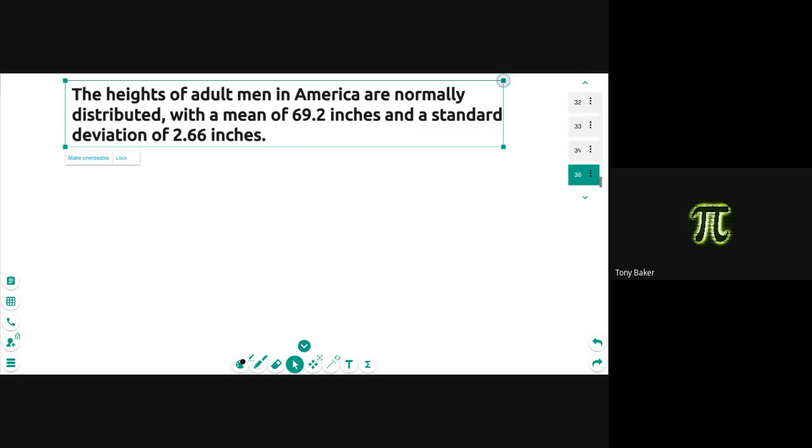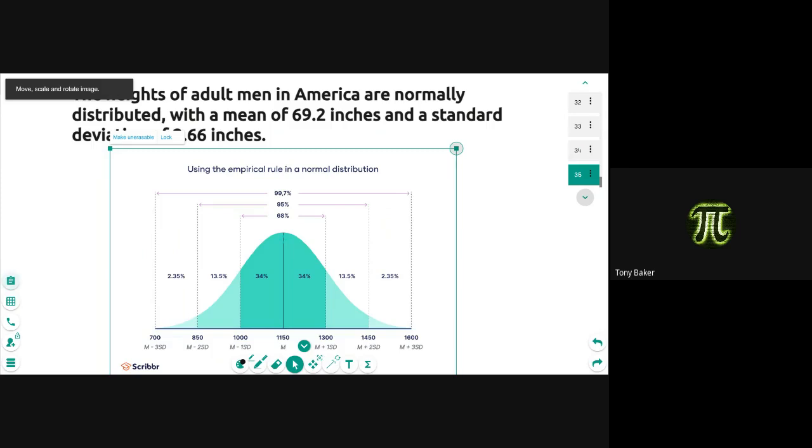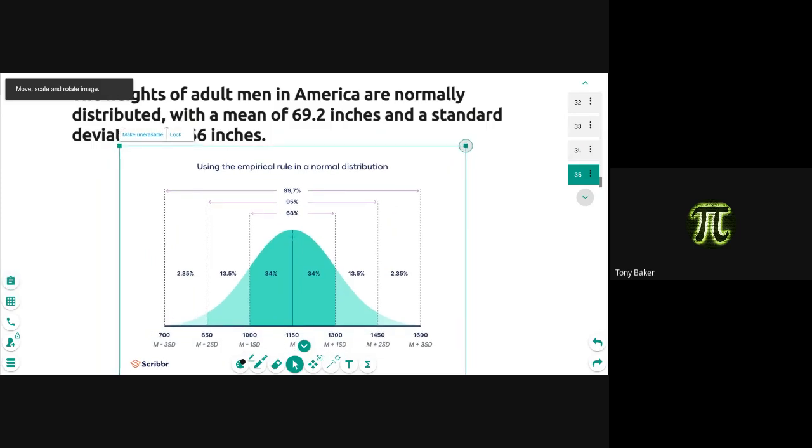The height of adult men in America is normally distributed with a mean of 69.2 inches and a standard deviation of 2.66 inches. So that's what this means. So here's our empirical rule.